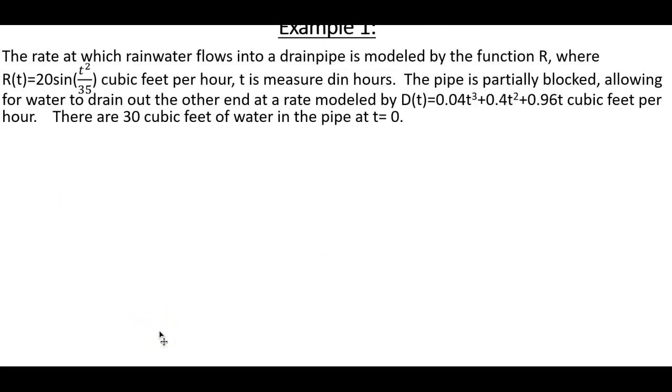Example one. The rate at which rainwater flows into a drain pipe is modeled by the function R, and here it is. And this rate is being measured in cubic feet per hour. So this is how much water is being added into the drain pipe per hour, and T is measured in hours. The pipe is partially blocked, allowing for water to drain out the other end at a rate modeled by this. So we have water also coming out of the pipe, and this is how fast it's coming out of the pipe in cubic feet per hour. And they tell us that at the beginning of our story problem, at T equals zero, there's already 30 cubic feet of water in this pipe.